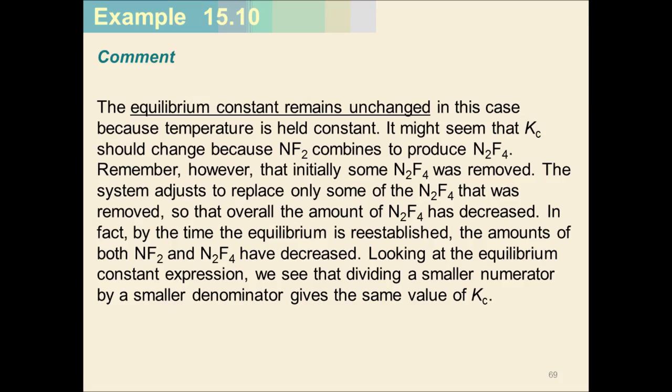So on slide 69 then, the comment is that the equilibrium constant will remain unchanged in this case because the temperature was held constant. It might seem that Kc should change because the NF2 makes N2F4 and you're removing some N2F4, but the system will adjust to replace only some of the N2F4. So the overall amount of N2F4 has decreased. In fact, by the time this equilibrium is reestablished, the amounts of both NF2 and N2F4 have decreased. Looking at the equilibrium expression, we see dividing the smaller numerator by the smaller denominator will give you the same value of Kc.